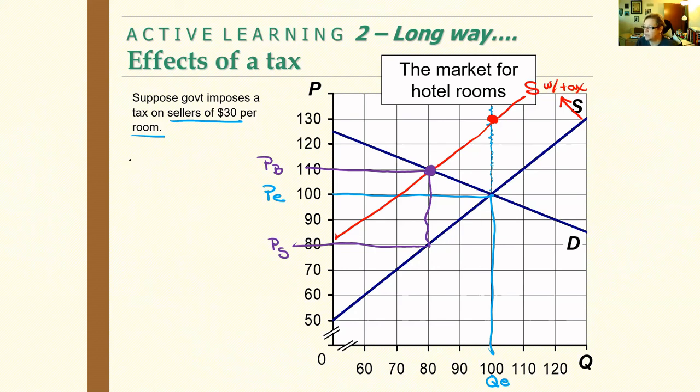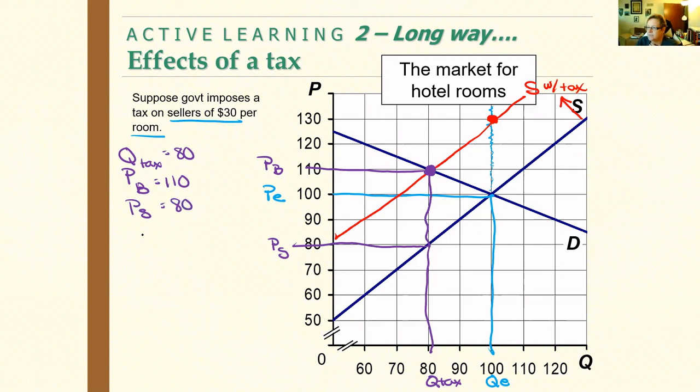So what is the quantity now with the tax? It's like magic, so cool. The quantity with the tax is going to equal 80. It was 100. The price that buyers pay is going to be 110. The price sellers receive is going to be 80.